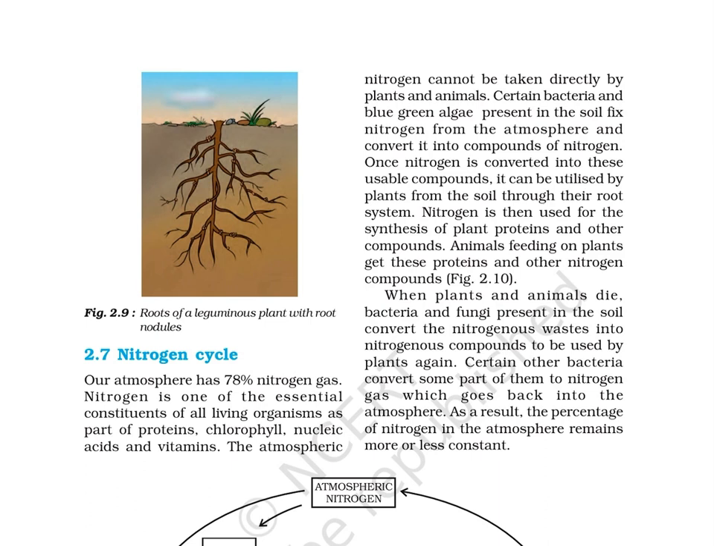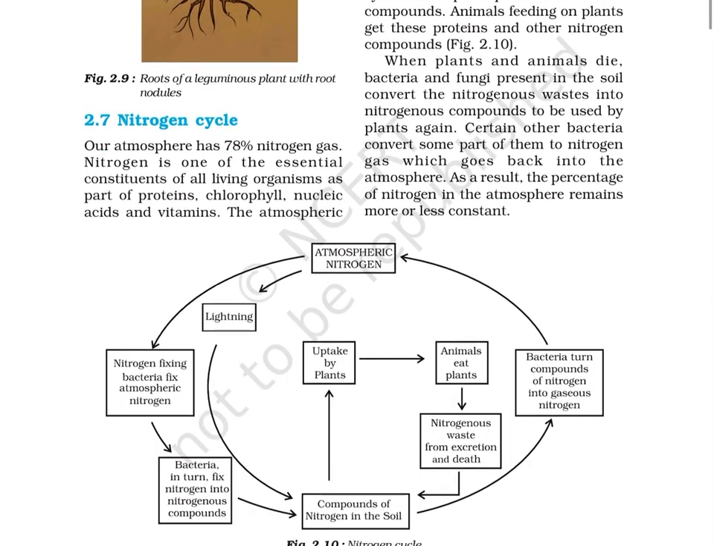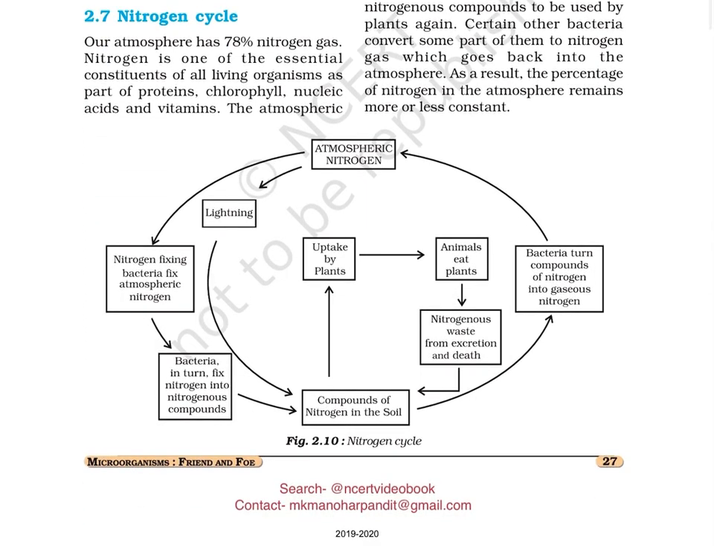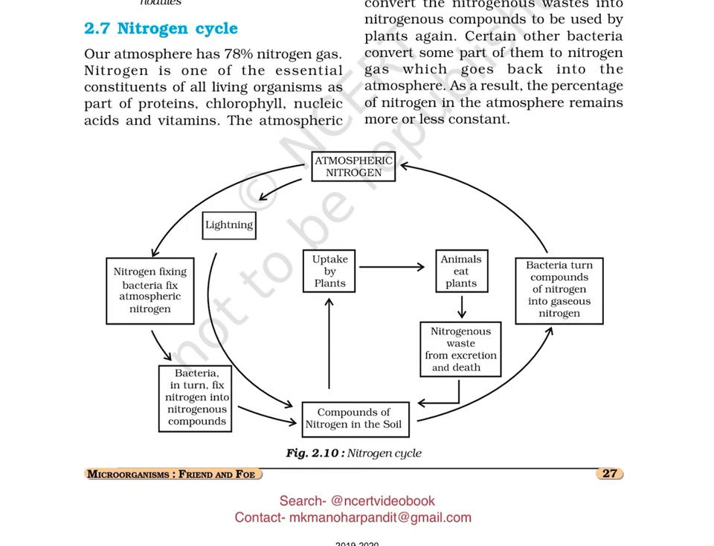2.7. Nitrogen cycle. Our atmosphere has 78% nitrogen gas. Nitrogen is one of the essential constituents of all living organisms as part of proteins, chlorophyll, nucleic acids, and vitamins. The atmospheric nitrogen cannot be taken directly by plants and animals.